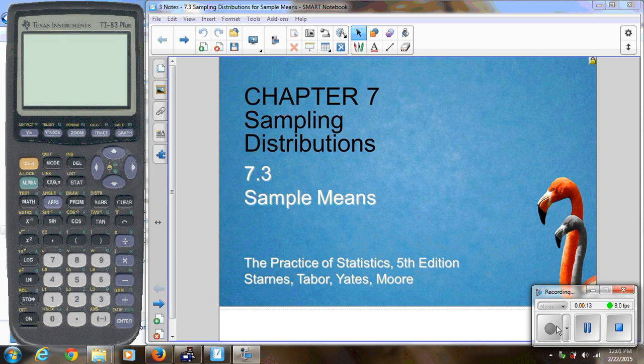And so today's tutorial is going to be about the sampling distributions for sample means. The sampling distribution for a sample mean is very similar to the sampling distribution for a sample proportion. The differences really lie in the conditions for which you can use a normal curve and also the mean and the standard deviation that we use for a normal curve.